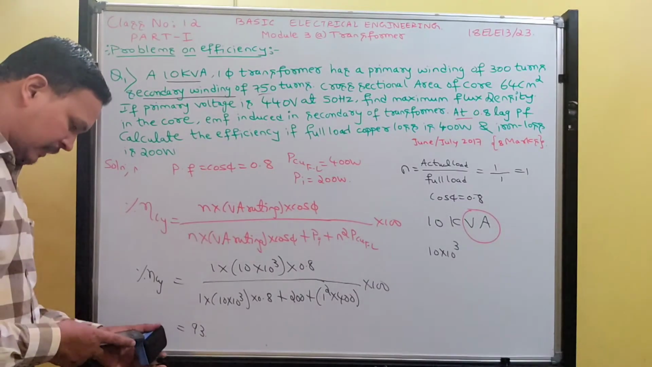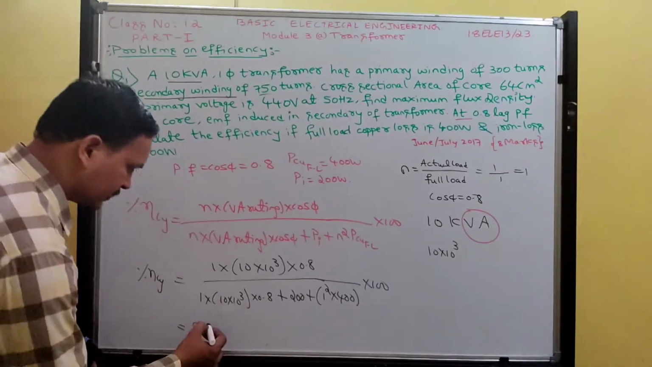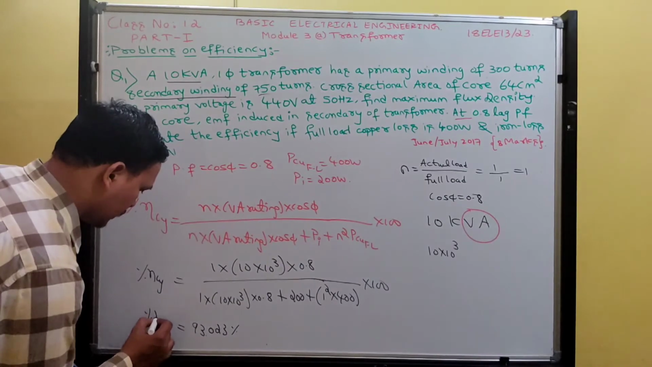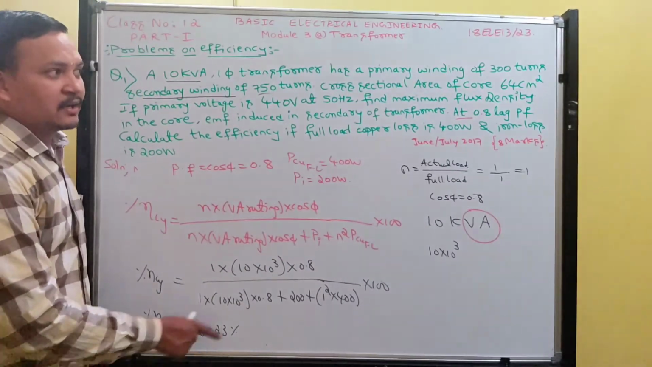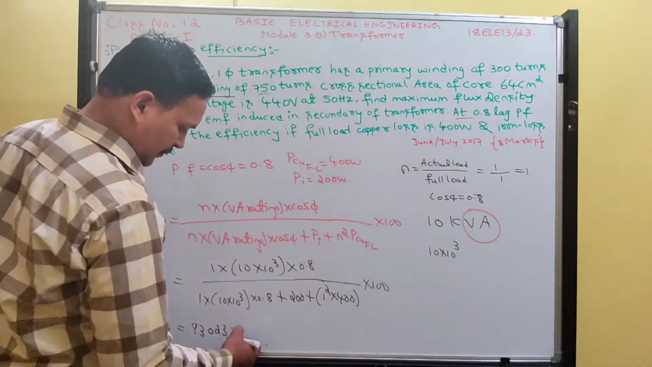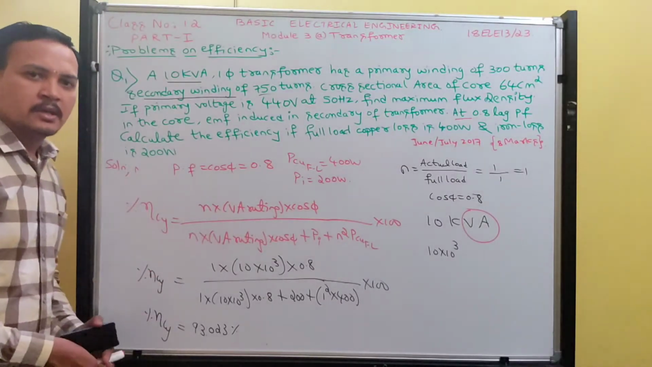So we can solve it in the calculator. 93.023%. You will get 93.023%. This is full load efficiency at 0.8 power factor. Okay guys, so this completes the problem. So pause the video and then copy down the solution.